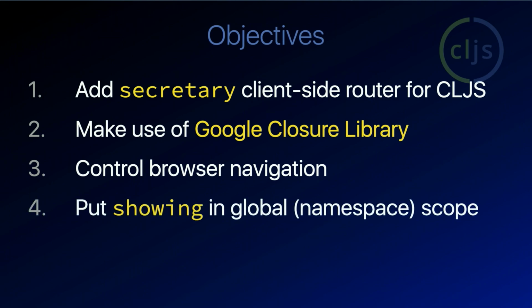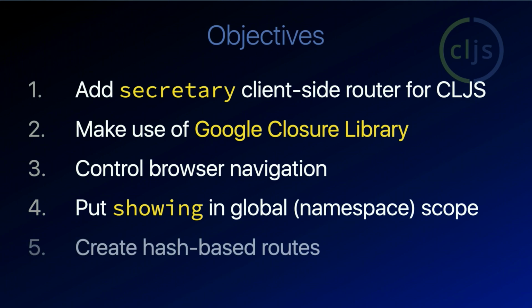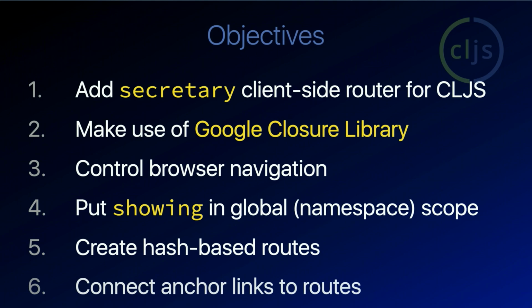We will promote the showing atom to the scope of the namespace, where it will be part of our application state. We will show you how to create routes, including those containing parameterized strings. And we will connect the anchor links to these routes.